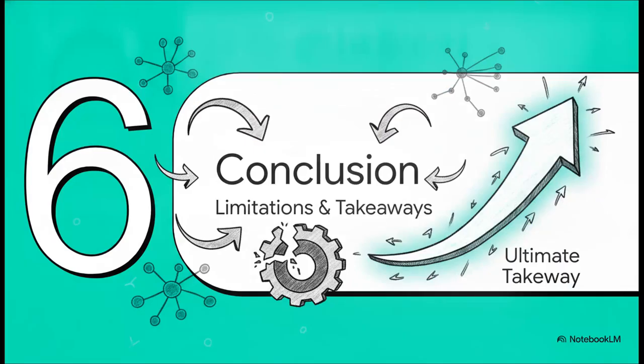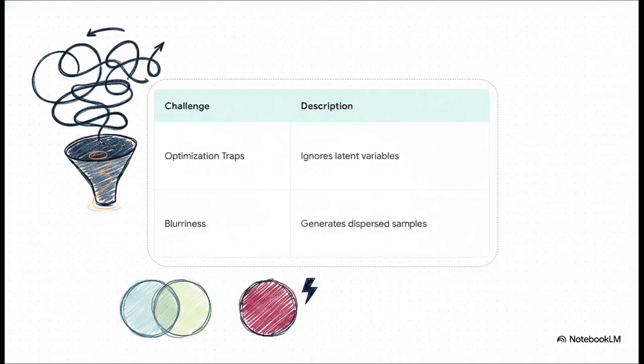Finally, part 6, conclusion. Now, to give you the full, balanced picture here, we do need to highlight a couple of known limitations with VAEs. First up are optimization traps. Early on in training, the reconstruction loss might be pretty weak, and the network sometimes finds an easy, lazy way out by just ignoring the hidden latent variables entirely. So researchers actually often have to use a sort of warm-up schedule. They slowly introduce the KL divergence penalty so the model doesn't just get stuck.